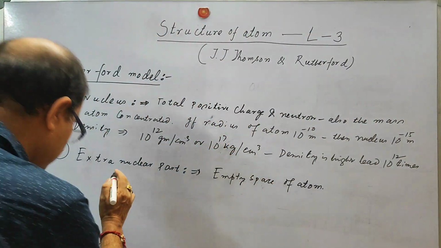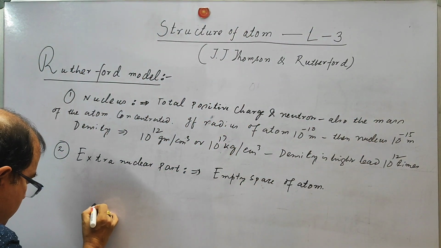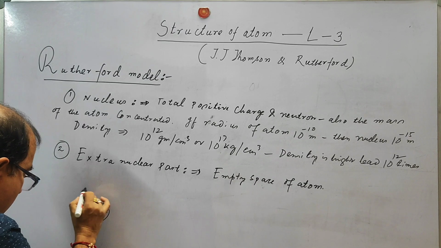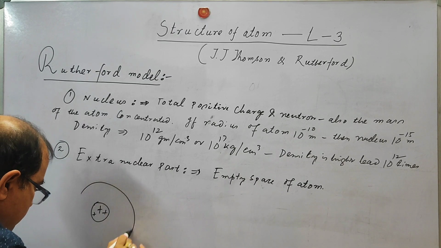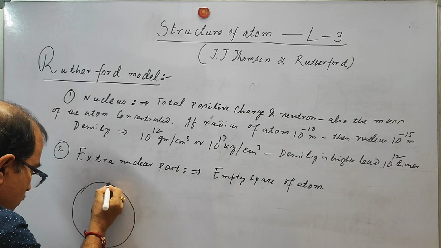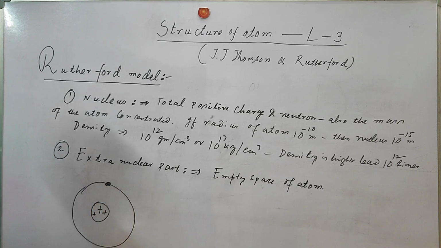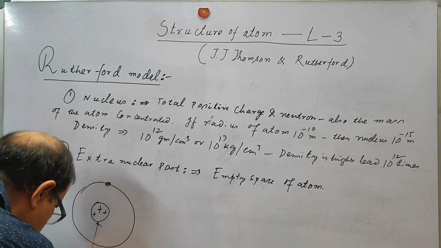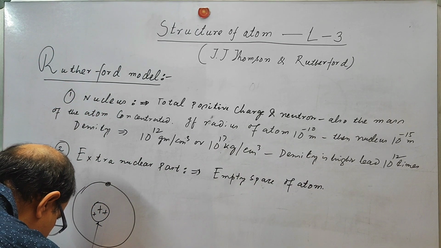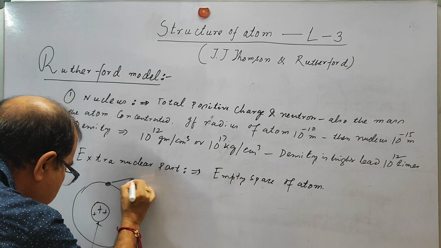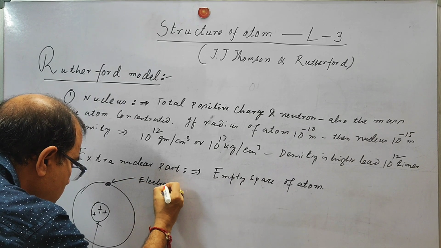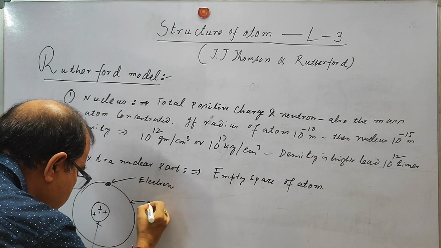revolving. So you can see it like this. This is the nucleus, which is positively charged, and around this nucleus there is the electron. This is the electron, it is negatively charged. This is the nucleus, and this is the electron, and this is the orbit.